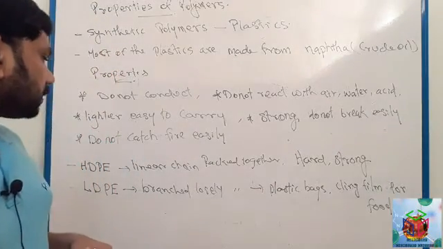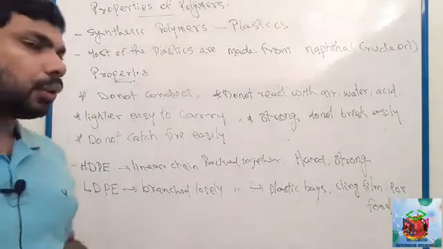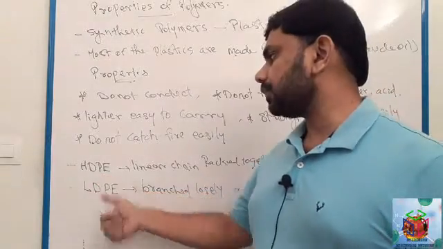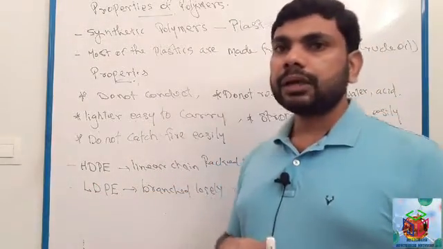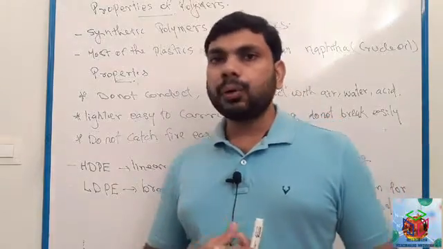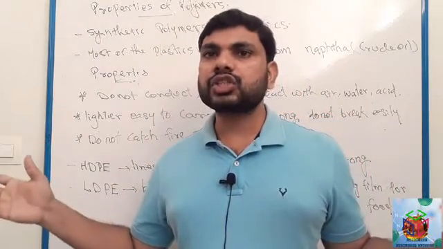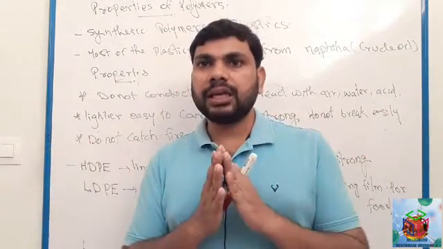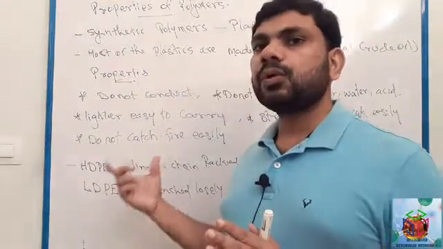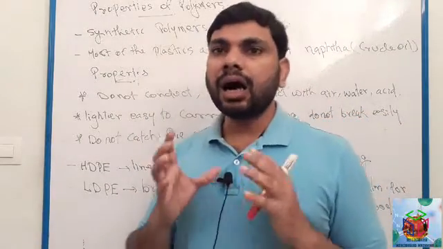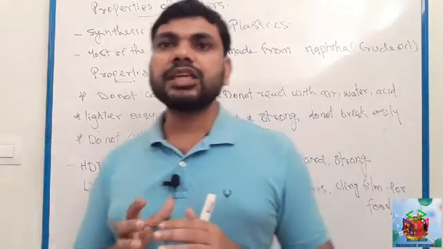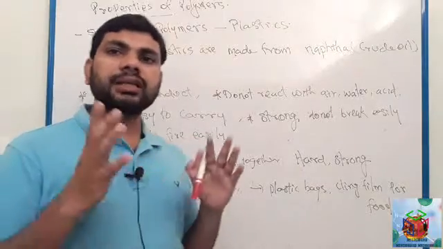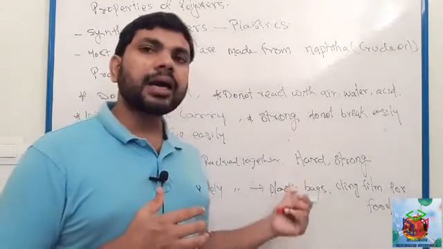Next, we have to understand something related to high density polyethylene, HDPE. High density polyethylene means this polymer, polyethylene, has a long chain structure, and these long chains are packed tightly together. That's why these polymers have high density, and they are hard and strong. So high density polyethylene means the polymer chains are closely and tightly packed, and they are hard and strong.